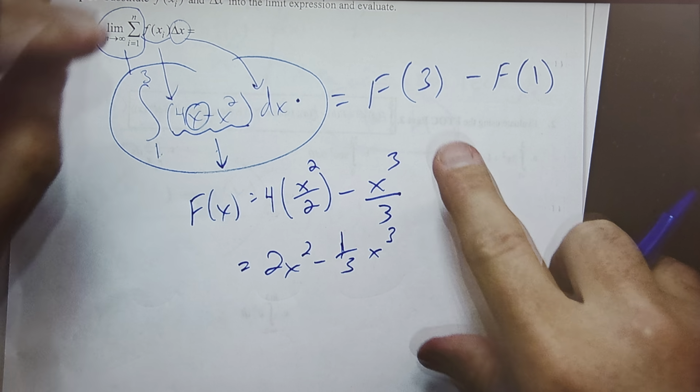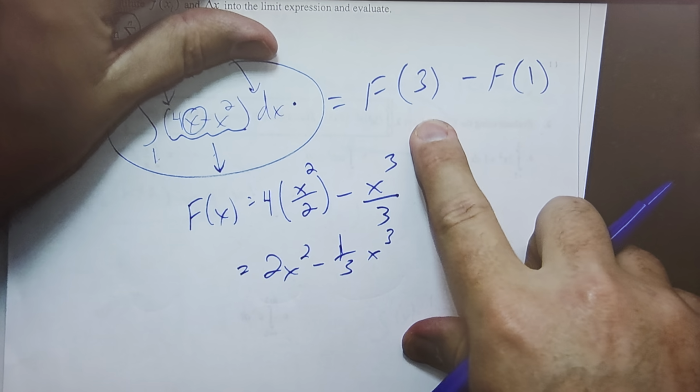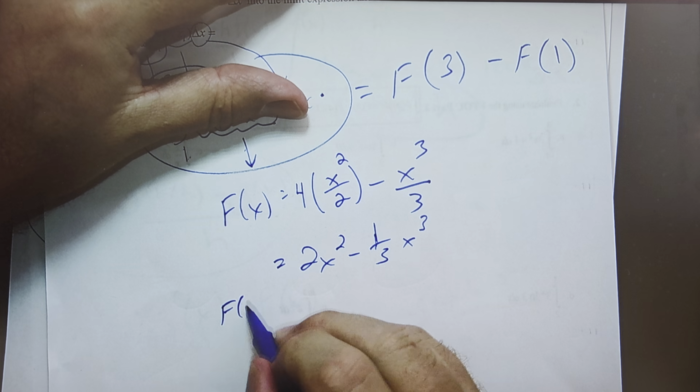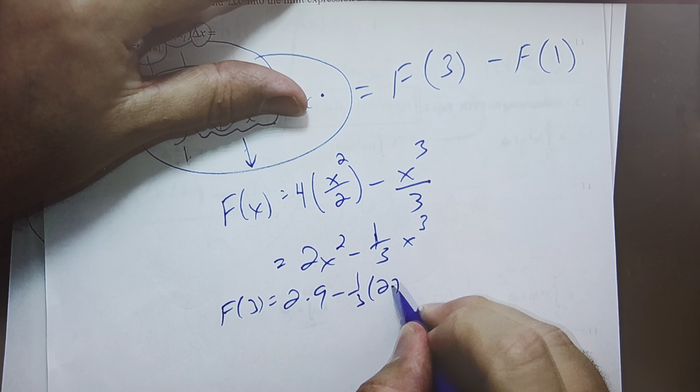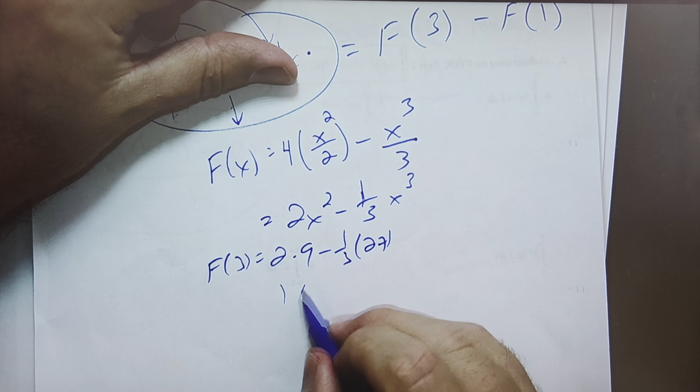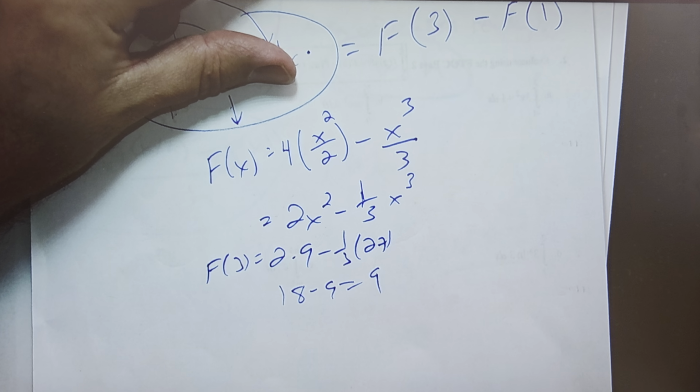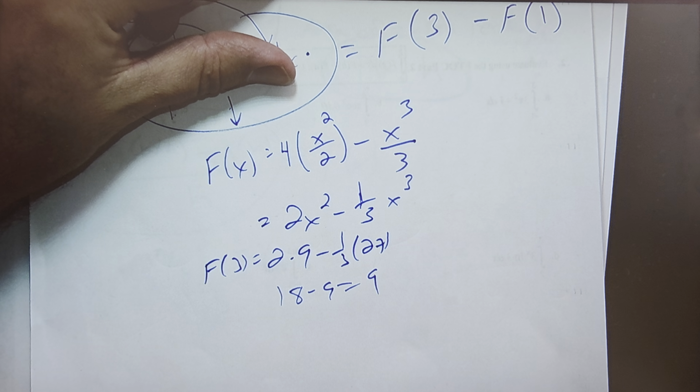So what is big F of 3? You plug in the 3. So it'll be 2 times 9 minus 1/3 times 27. So it's 18 minus 9, which is 9. Is that alright? You guys with me? Plug a 3 in.